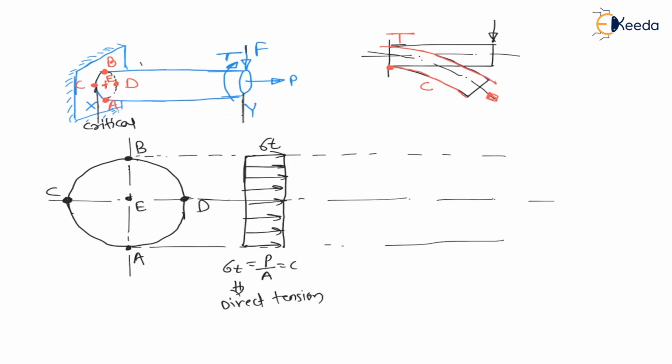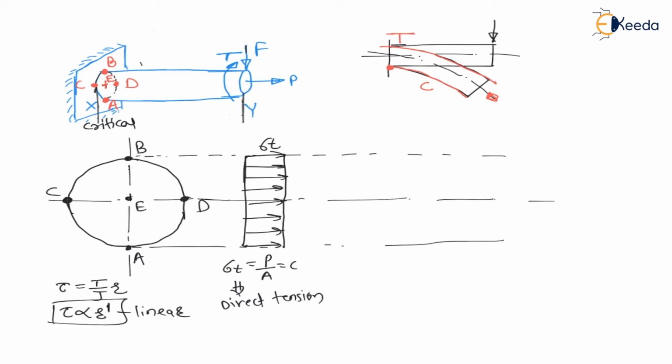Now, again, due to the twisting moment, there will be a torsional shear stress distribution. Torsional shear stress is equal to T by J into R, which means torsional shear stress is directly proportional to radius to the power 1, which is nothing but a linear stress distribution.